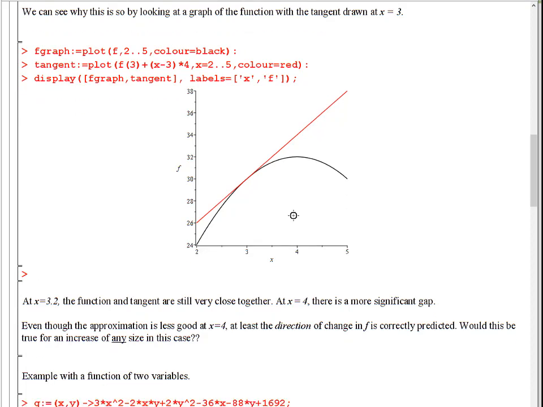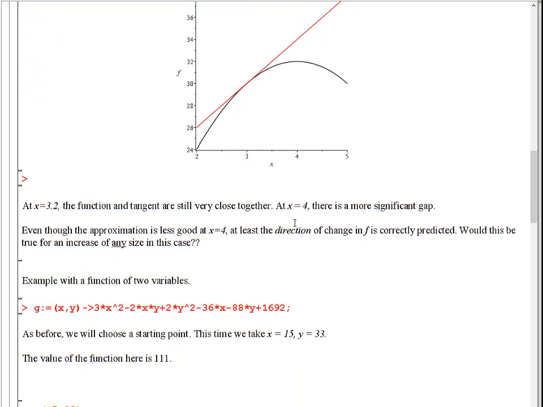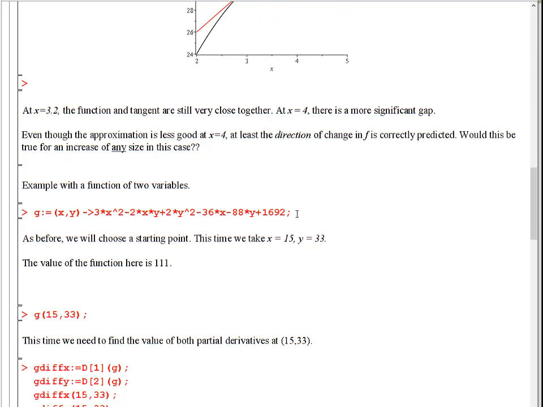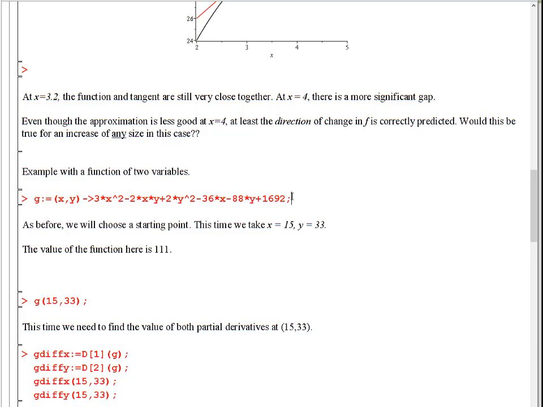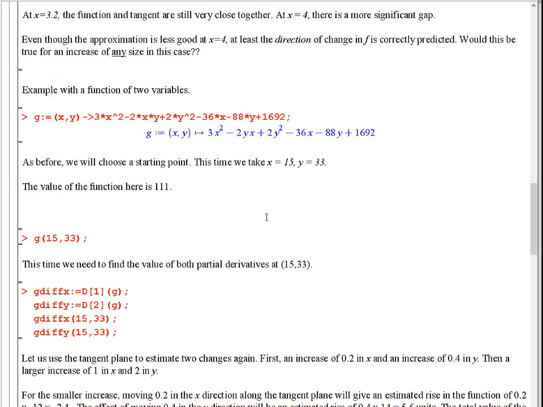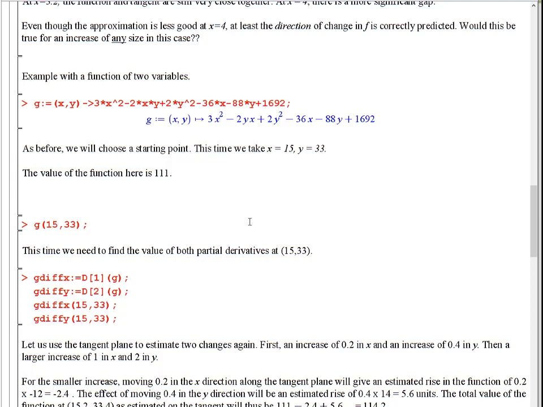So we want to stay quite small. Right, let's just repeat the same thing with a function of 2 variables, and then hopefully imagine how it generalizes to the situation that you guys have to deal with about 15 variables in the real world. So here is a function of 2 variables, again a quadratic. Again, choose a starting point, so just randomly choose 15 and 33 for x and y.